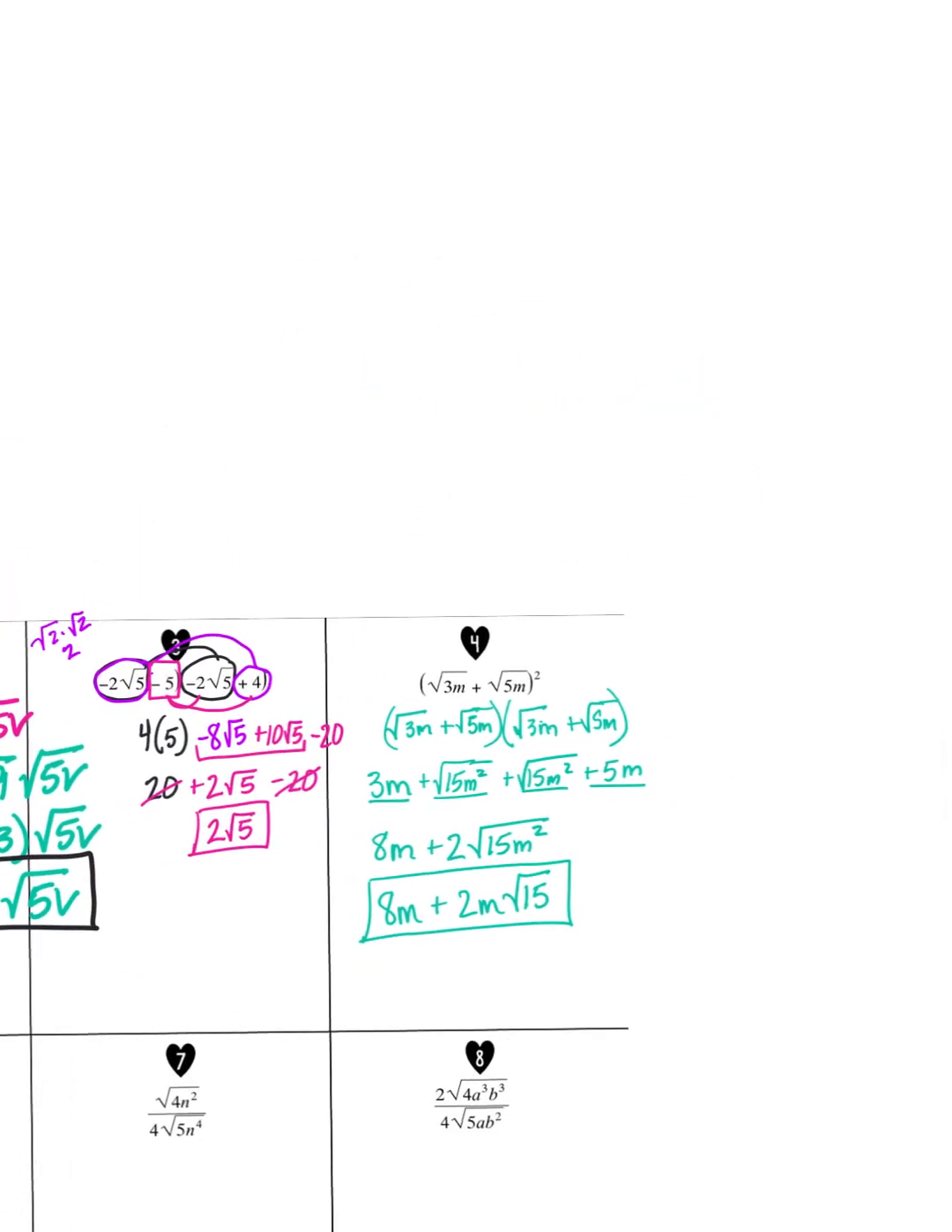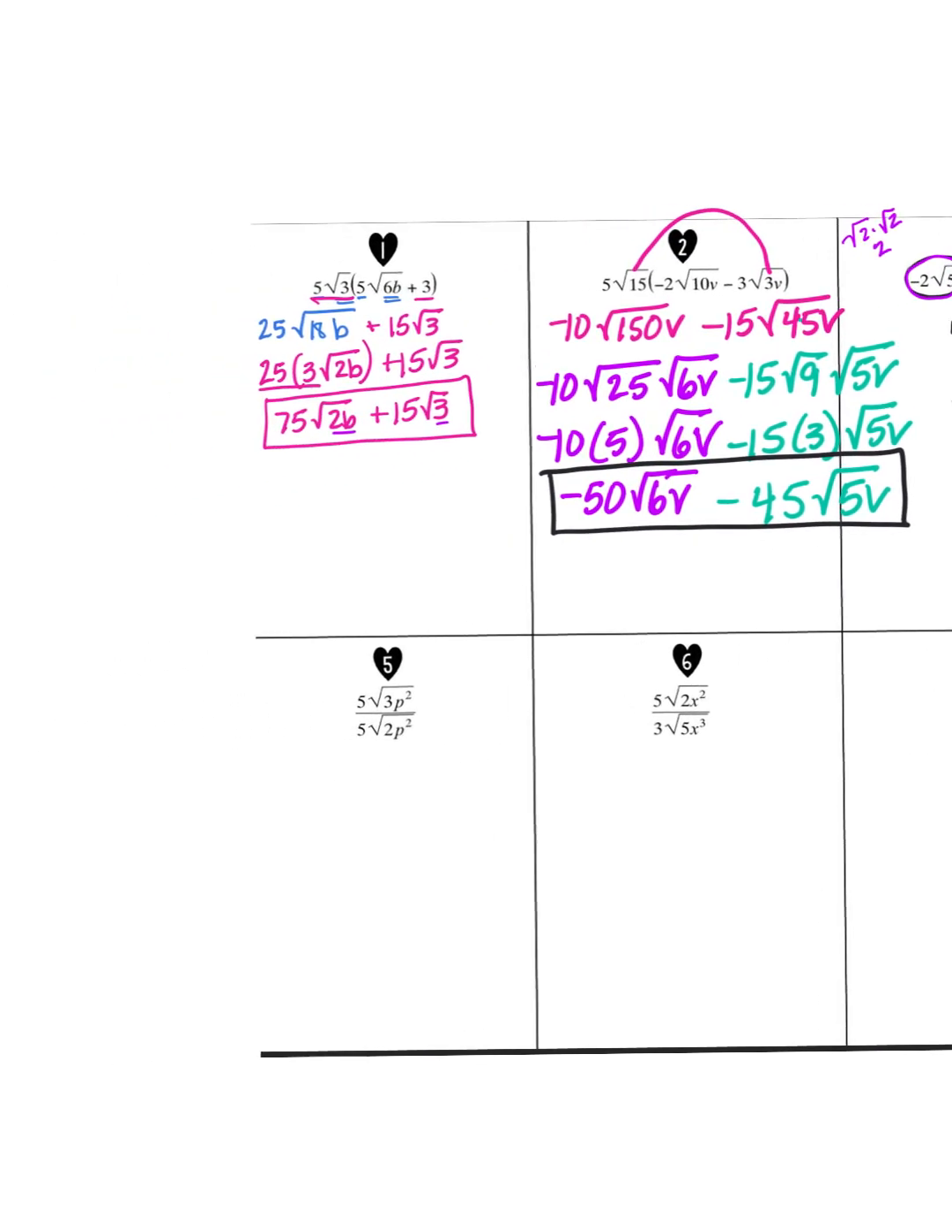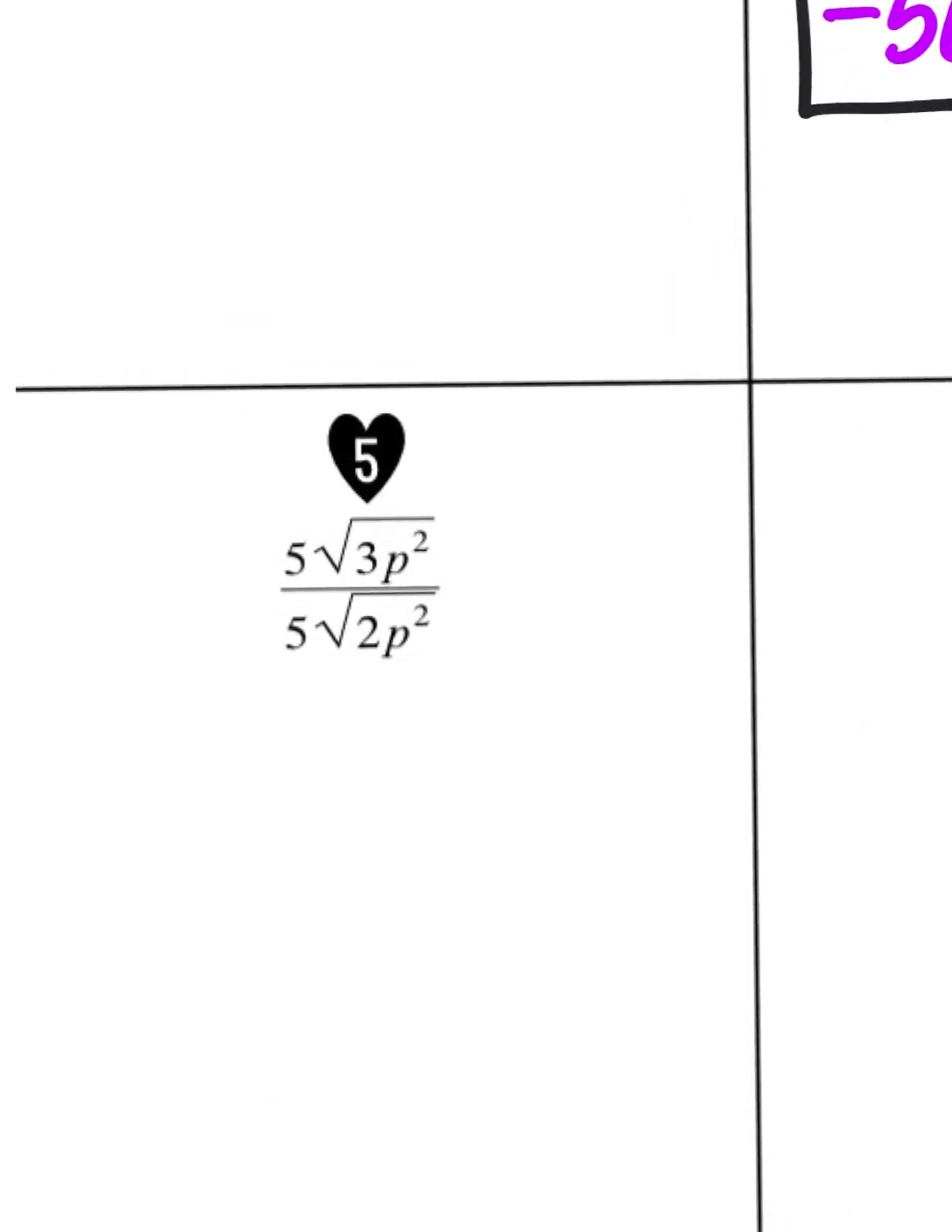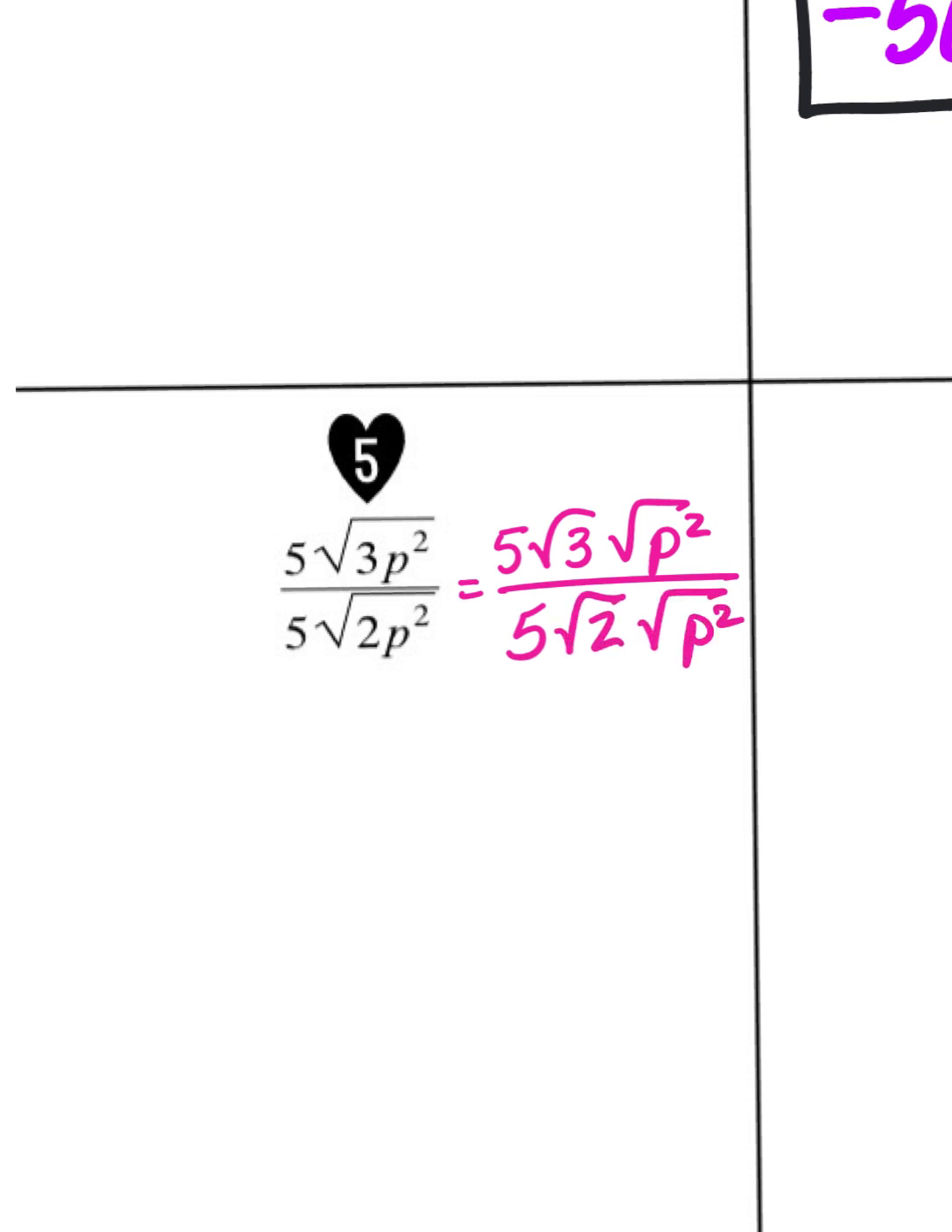All right, down here at the bottom where we're dividing, I always try to simplify as much as I can with these. First thing I would do here is separate what's in the numerator. So we've got 5 square root of 3 p squared over 5 square root of 2 p squared. The 5's cancel, the p squared's cancel, and you're left with the square root of 3 over the square root of 2.